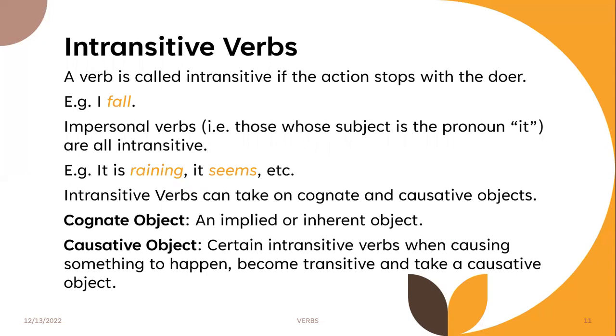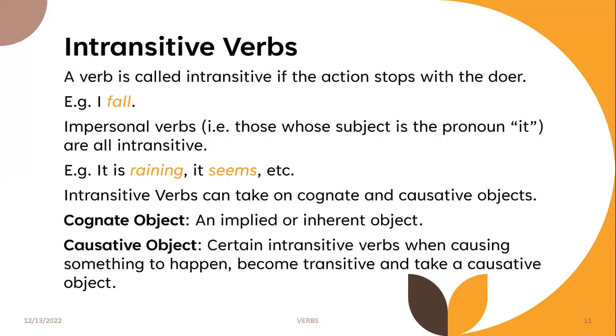A cognate object is an implied or inherent object. Example: he ran a race, he lived a life, he died a death, he sighed a sigh. So the object can be implied from the verb alone: ran, a race; lived, a life; died, a death.